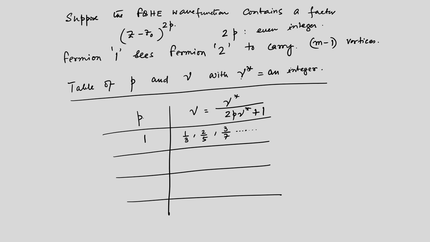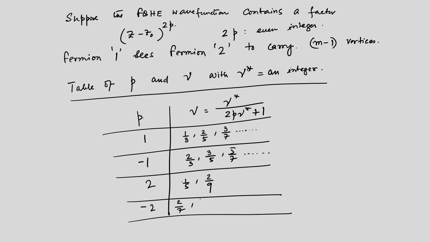Okay, for nu star to be an integer, and for p equal to 1 here, let's say p equal to minus 1, we get other fractions which are 2/3, 3/5, and 5/7, and so on. And 2 will give rise to 1/5 and 2/9, and minus 2 will give rise to 2/7 and 3/11. So you see all these fractions have been seen in experiments, they have been realized in experiments, and that's why just having nu star to be integer values with p to be plus minus 1, plus minus 2, you can extend it to plus minus 3, etc.